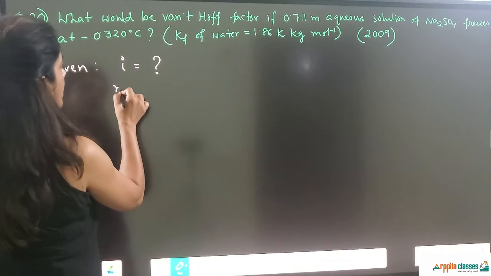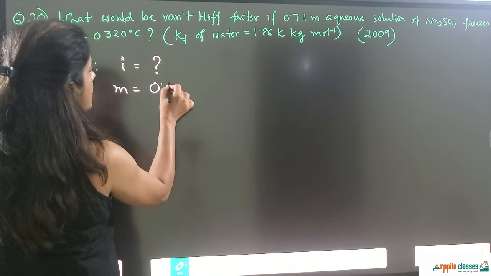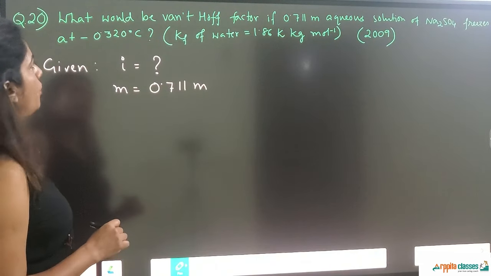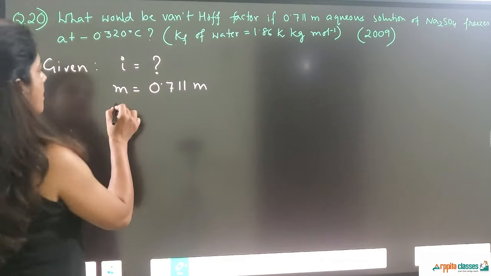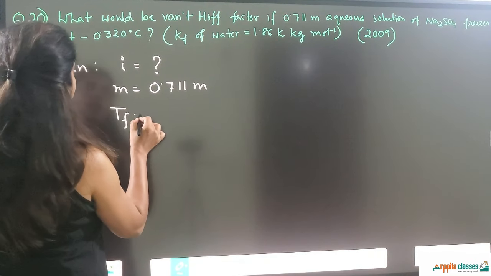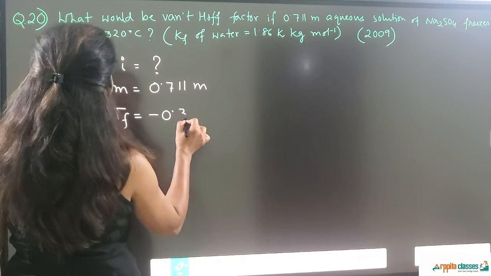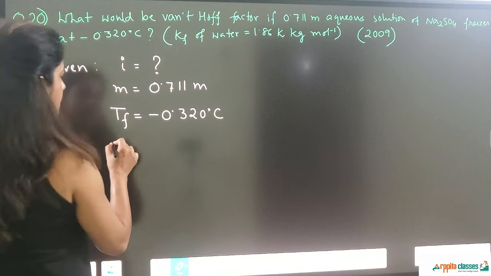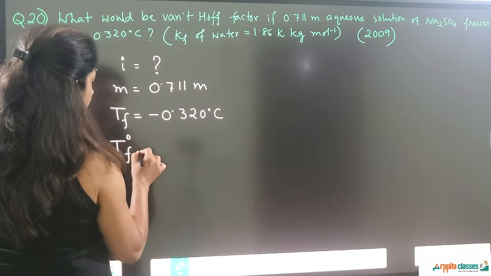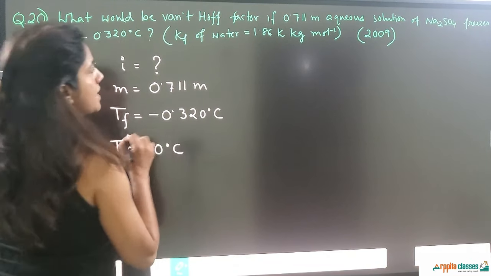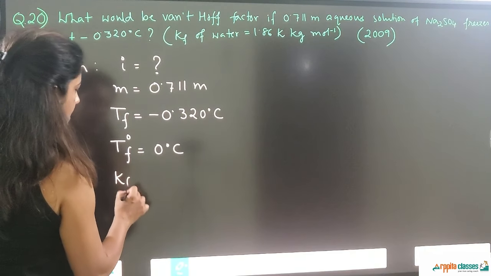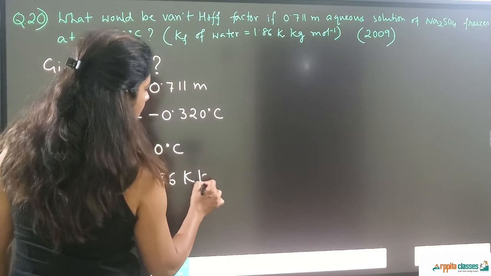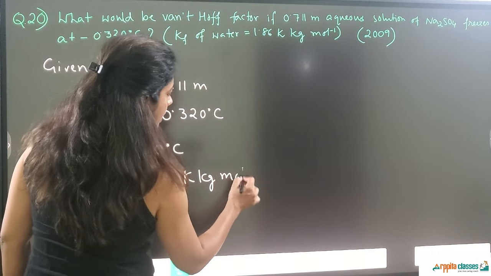Molarity is given to us, 0.711 molar. Aqueous solution of Na2SO4 freezes at this, so this is the freezing point of the solution, Tf is equal to minus 0.320 degrees Celsius. It is an aqueous solution, that means the freezing point of water, T0f, is 0 degrees Celsius. And what else is given? Kf, that is 1.86 Kelvin kg per mole.